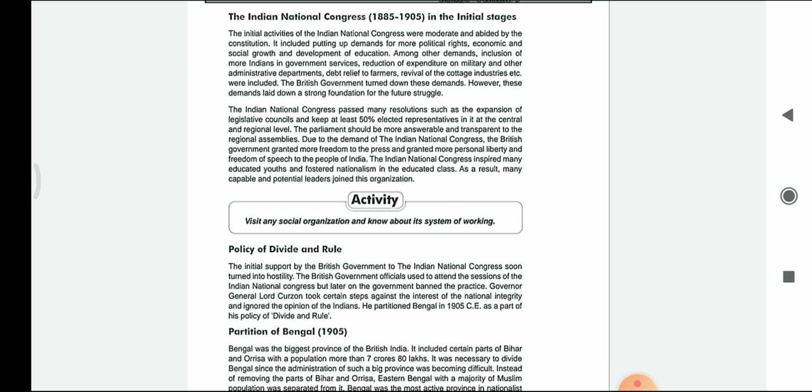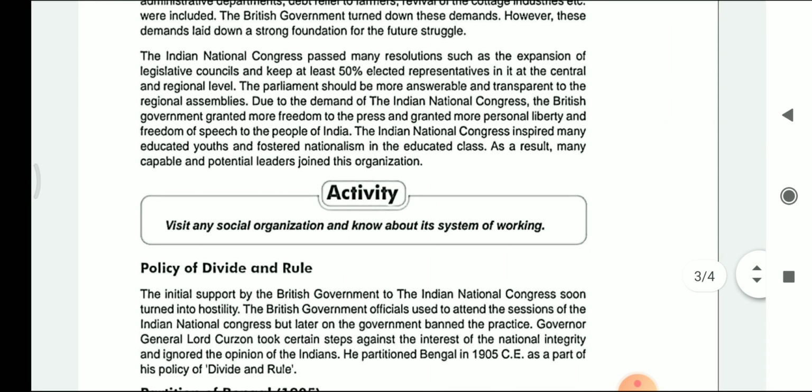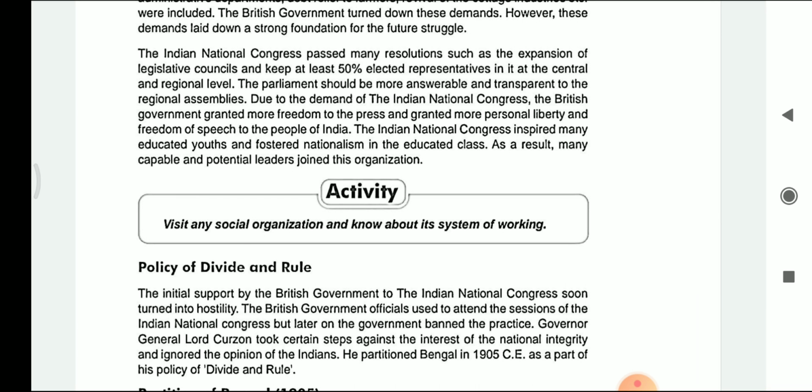So let's see the further part of this topic. The Indian National Congress passed many resolutions such as the expansion of the Legislative Council and keeping 50% of its elected representatives at the central and the regional level. The parliament should be more answerable and transparent to the regional assemblies. Due to the demand of the Indian National Congress, the British government granted more freedom to the press and granted more personal liberty and freedom of speech to the people of India.